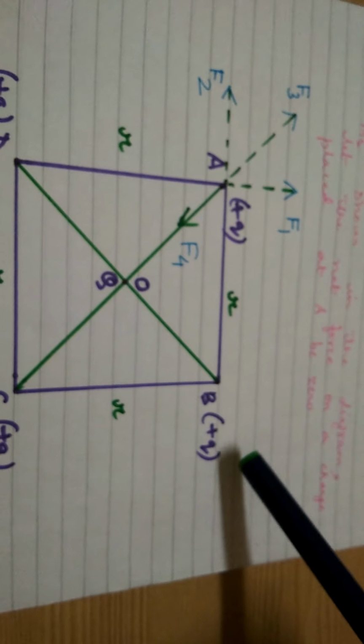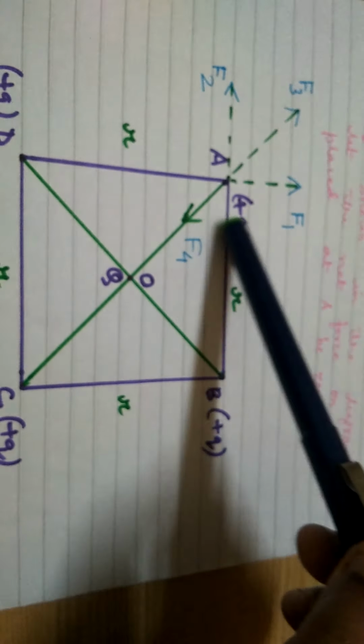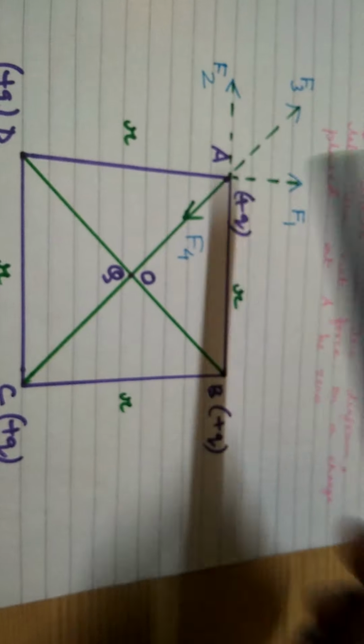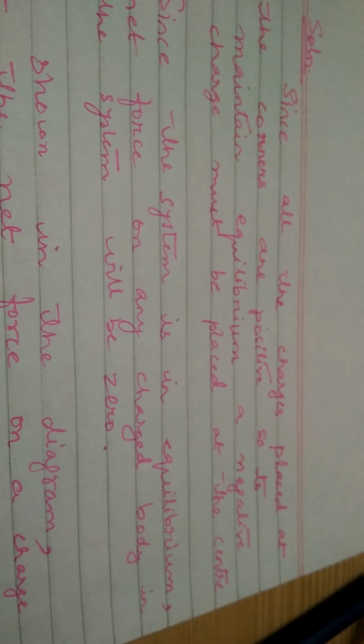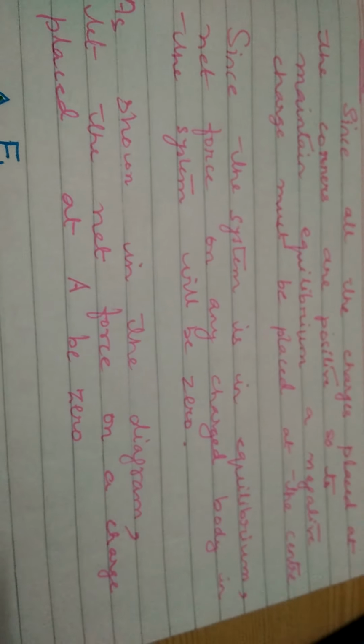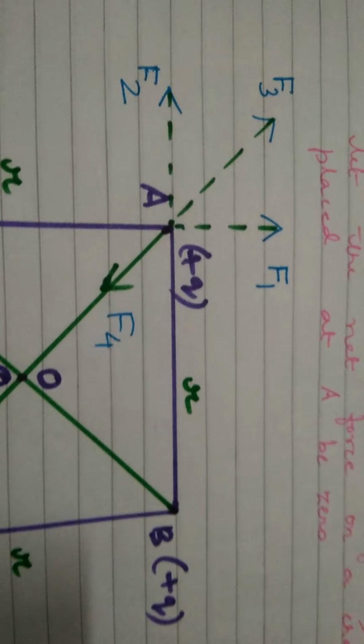And if the system is in equilibrium, then the resultant of all the forces acting at any point should be equal to 0. So let us see how we write. Since all the charges placed at the corners are positive, so to maintain an equilibrium, negative charge must be placed at the center. Since the system is in equilibrium, net force on any charged body in the system will be 0. So net force on a charge placed at A should be 0.